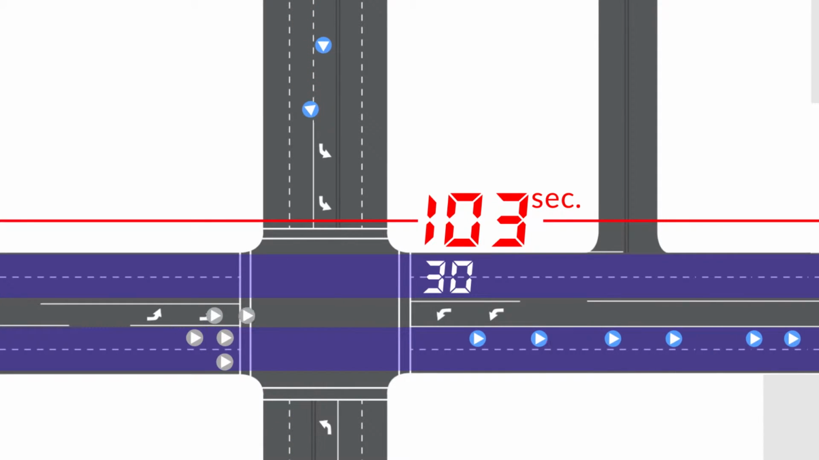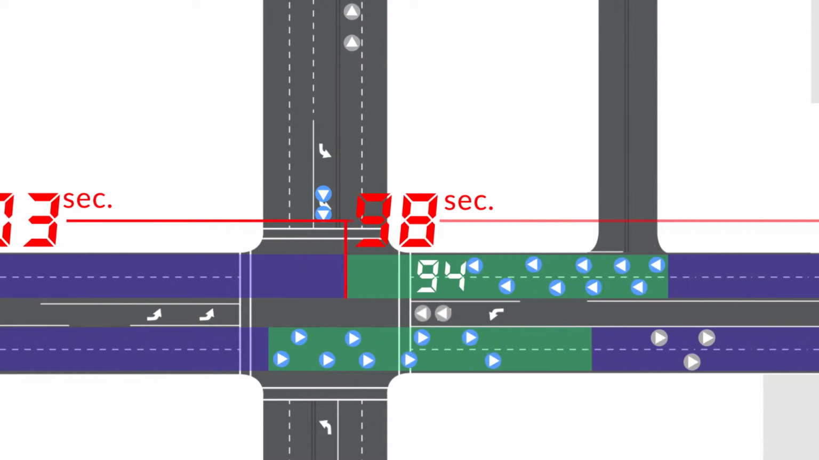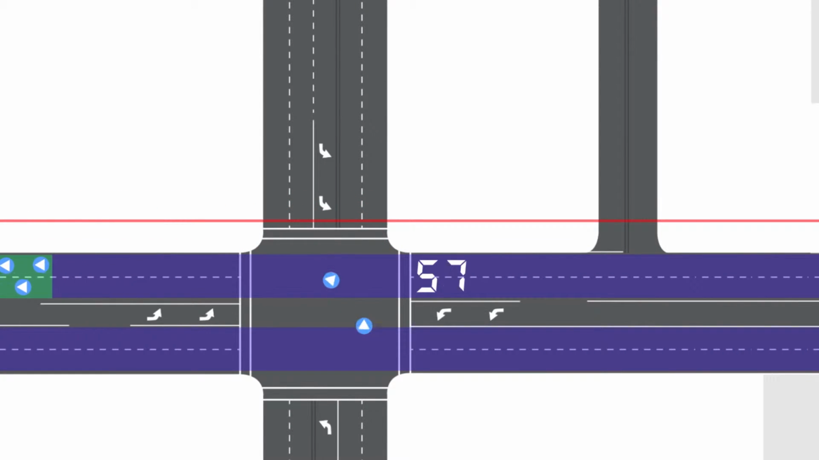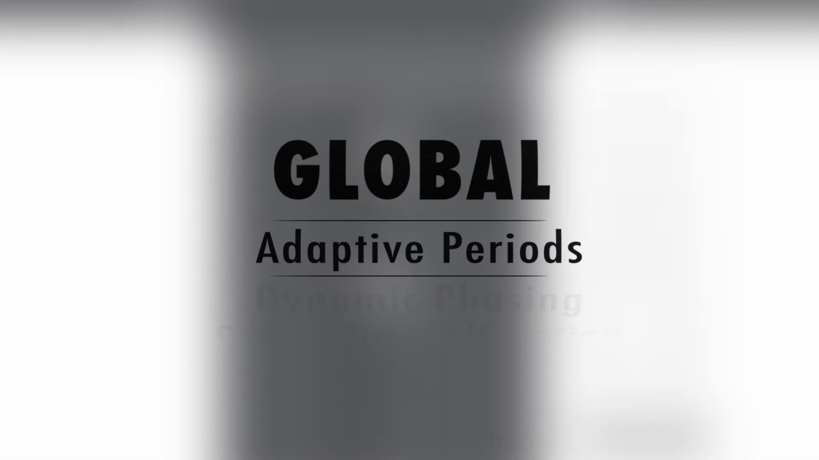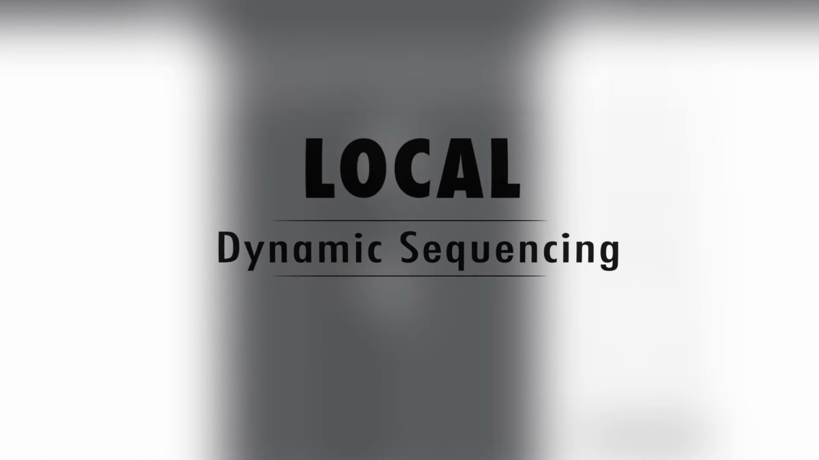In the same way, if InSync sees that the most critical intersection has extra time left over after serving all the side street demand, InSync will shorten the period by reducing the time given to all the movements. Building on these global concepts, each intersection's adaptive features are used to improve efficiency at the local level. This is done through dynamic phasing, green time allocation, and dynamic sequencing, and these are all used simultaneously with global optimization, but occur locally at each individual intersection.